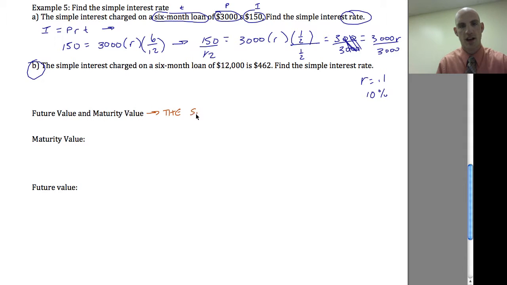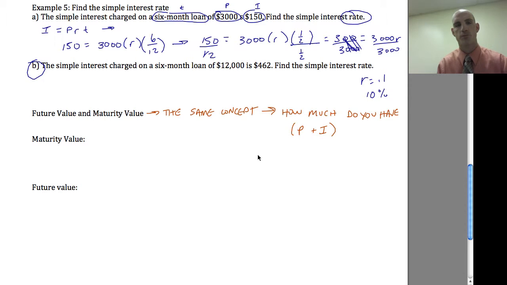They are the same concept. It's how much is your investment worth, or how much loan do you owe? How much do you have? And it's going to be principal plus interest.